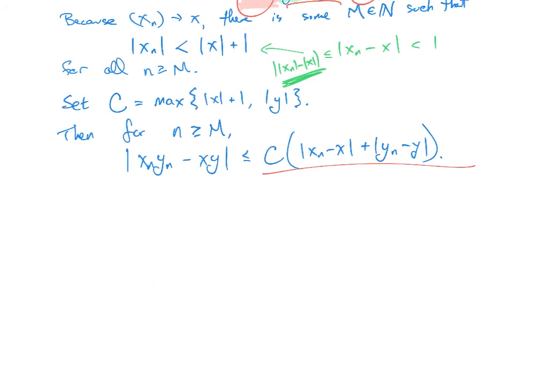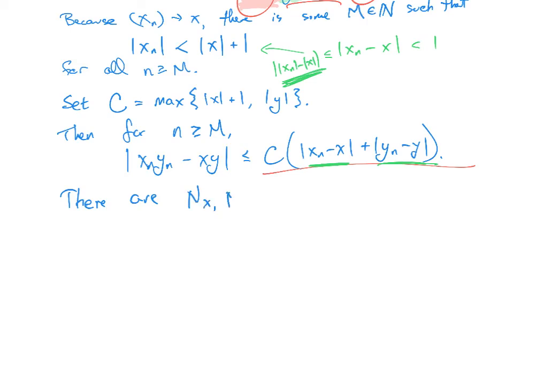Now, if we want this to be less than epsilon, then we want the xn minus x absolute value to be less than epsilon over 2C. And we want the yn minus y absolute value to be less than epsilon over 2C as well. Okay? So, and I realize I'm going to go about 5 minutes over, but I want to finish the division case. We'll sketch the division case as well. But if you have to leave, of course, that's understood.